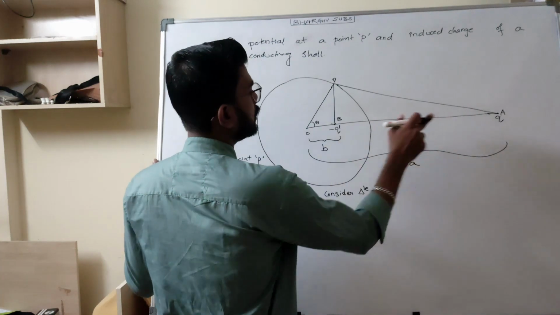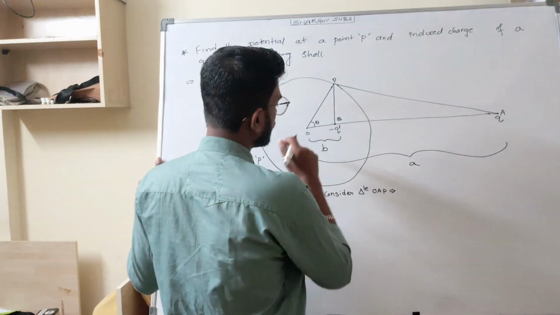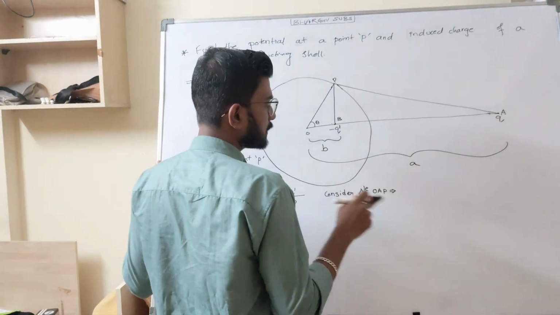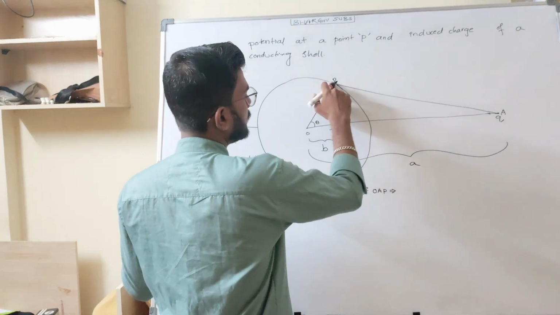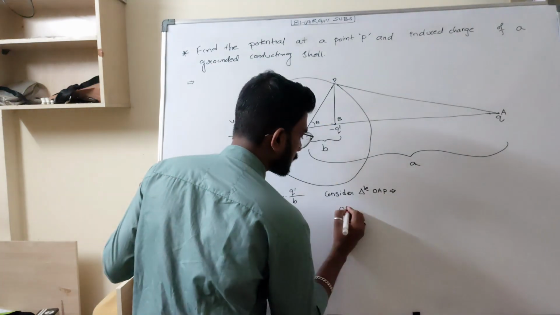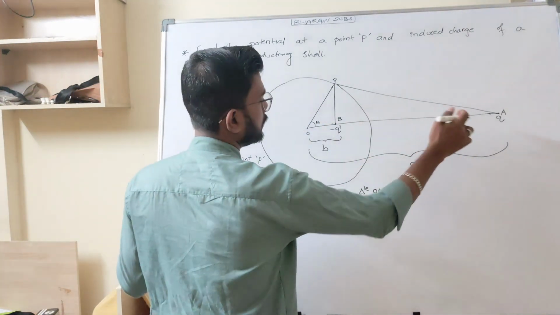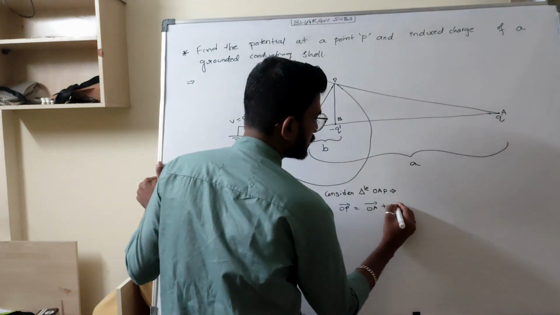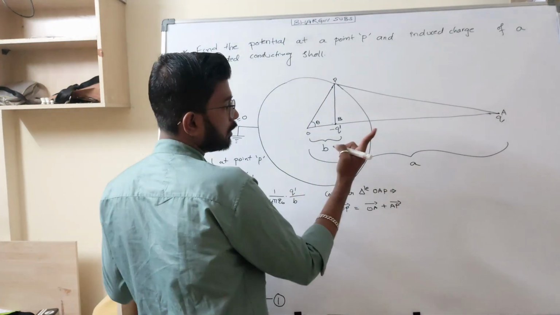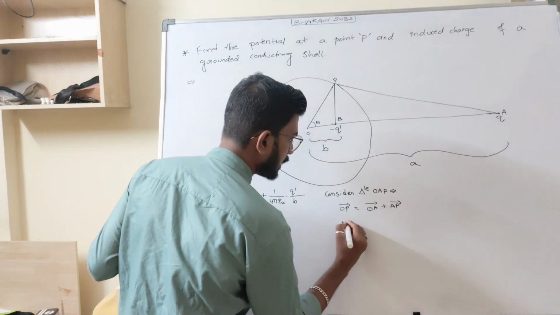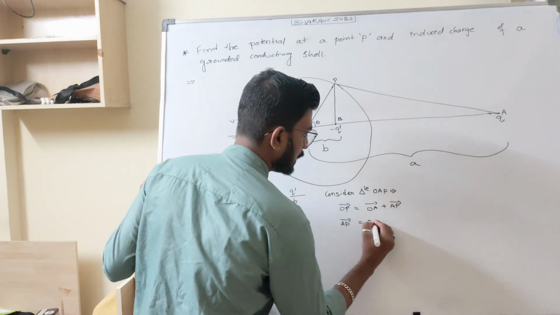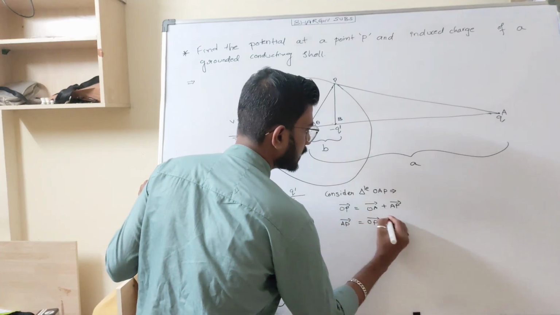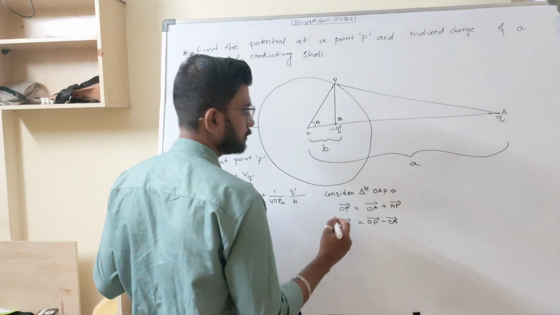What does triangle OAP contain? You can apply the vector law of addition: OP bar is equal to OA bar plus AP bar. I want to find AP bar now, so AP bar is equal to OP bar minus OA bar. Let us square it on both sides.